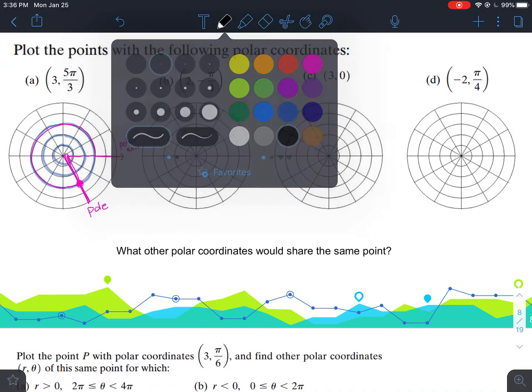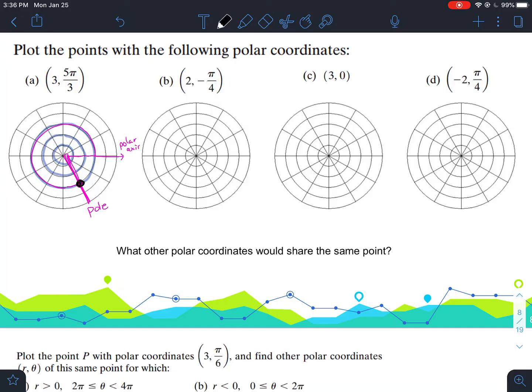And again, this point right here would be the point (3, 5π/3) in polar form. (2, −π/4): again, we would use the part of the spider web that has a radius of 2. And then if I want to rotate negative π/4, I would be rotating to here. So this would be my pole. And then that point would be the point (2, −π/4).